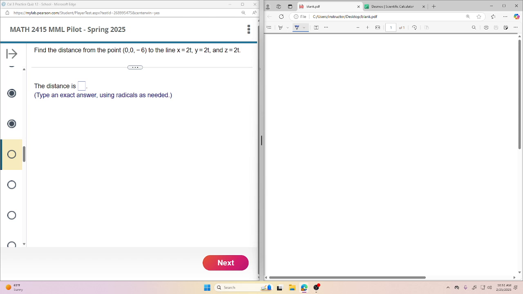So I need to find a point. My S is 0, 0, -6, but I need a P point. 0, 0, 0. When you plug in t equals 0, that makes it super easy. Now my slopes are 2, 2, and 2. And I think we just mush them all together. So that was PS cross V over magnitude of V. The PS vector would just be this, with a +6 if you want.